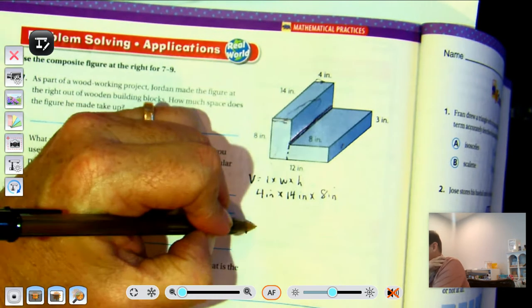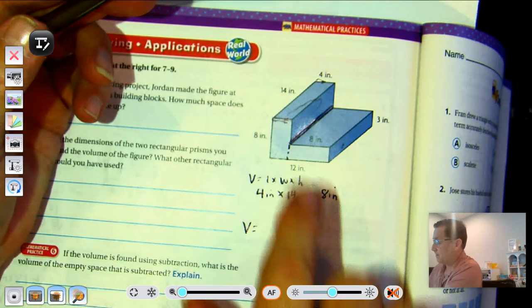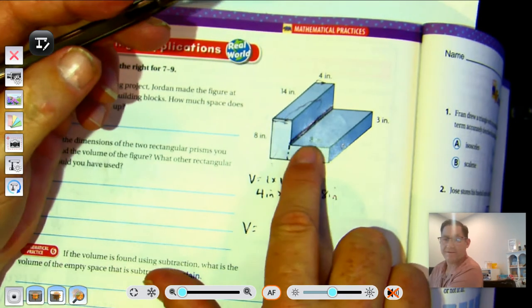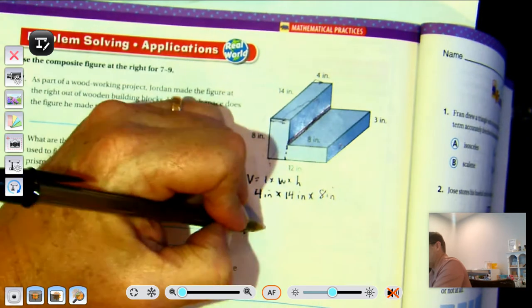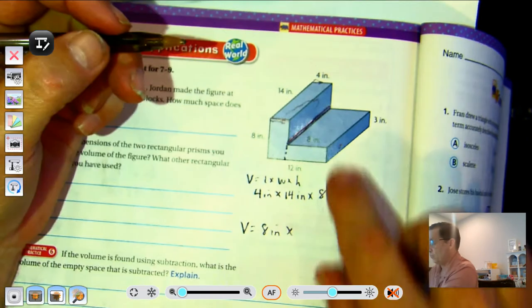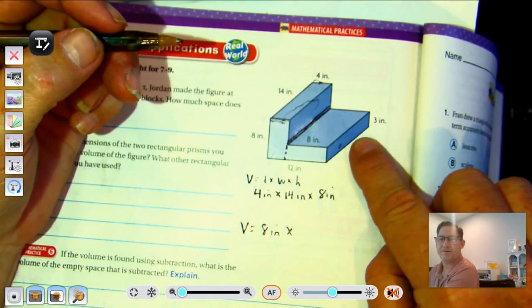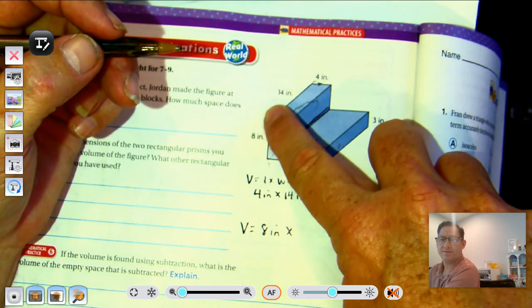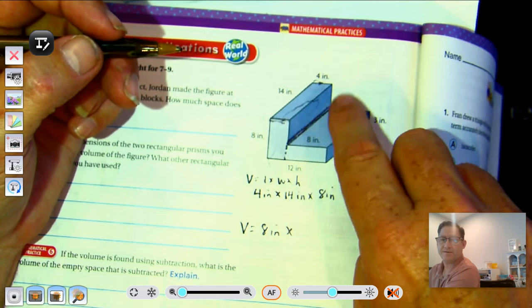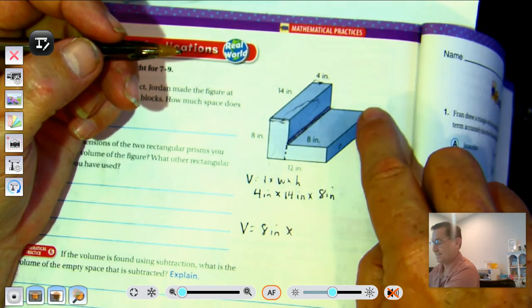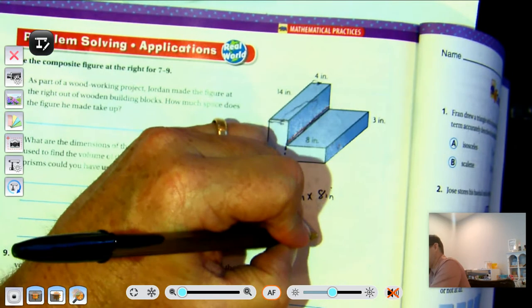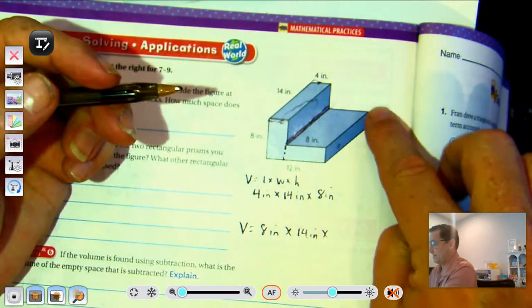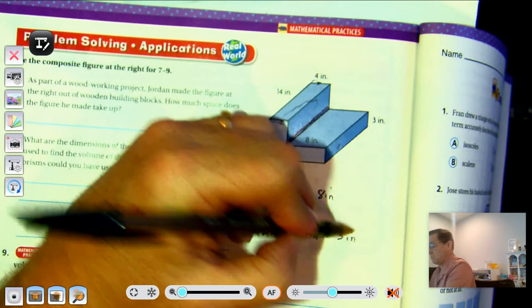All right. How about the volume of the second one? What's the length of this one? They give it to us. They say that's 8 inches. The width, that's not there. But it is the same as this width, right? So all of these have to be 14 inches. And the height, they gave me that. They said it's 3. Okay.